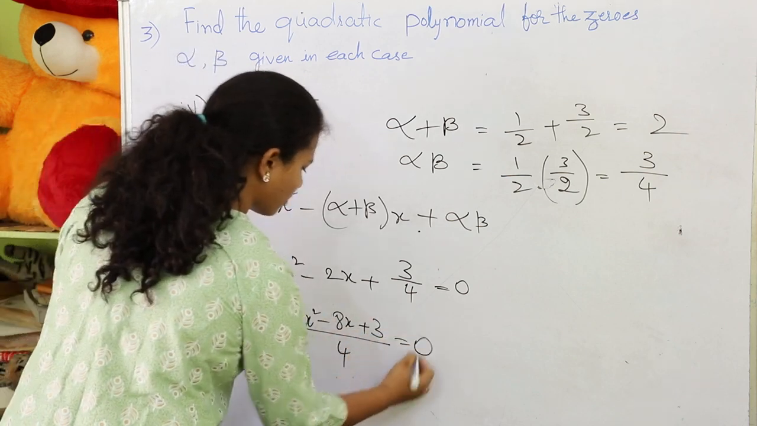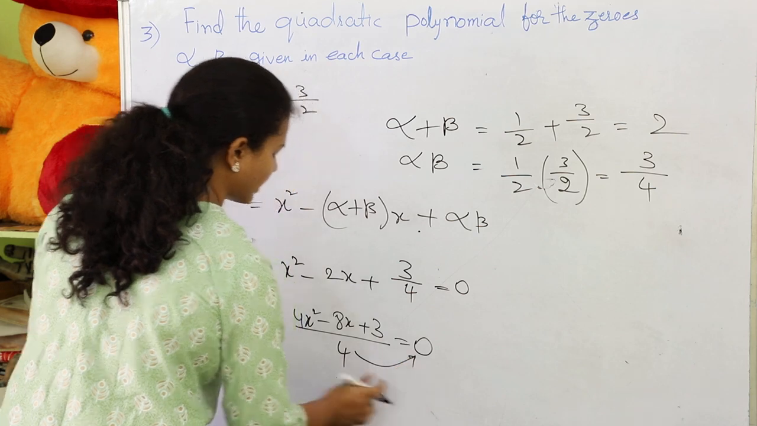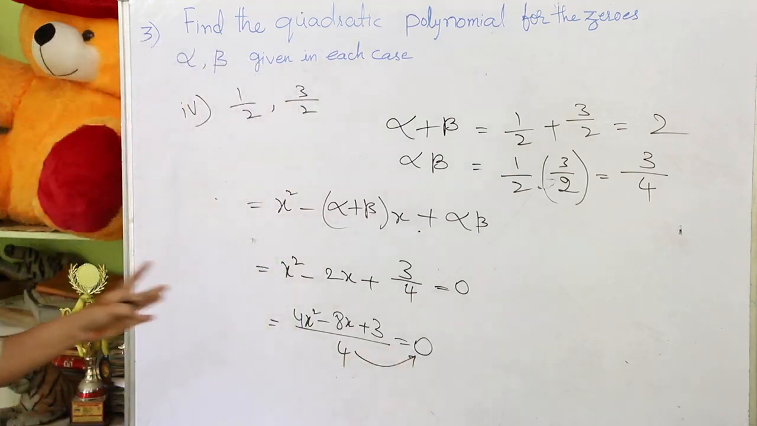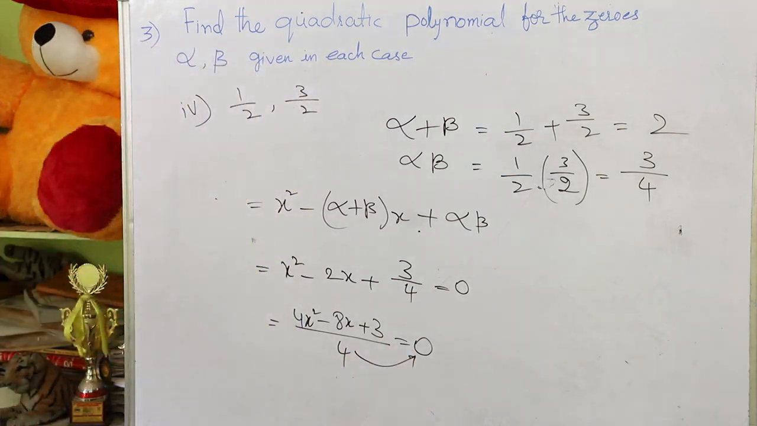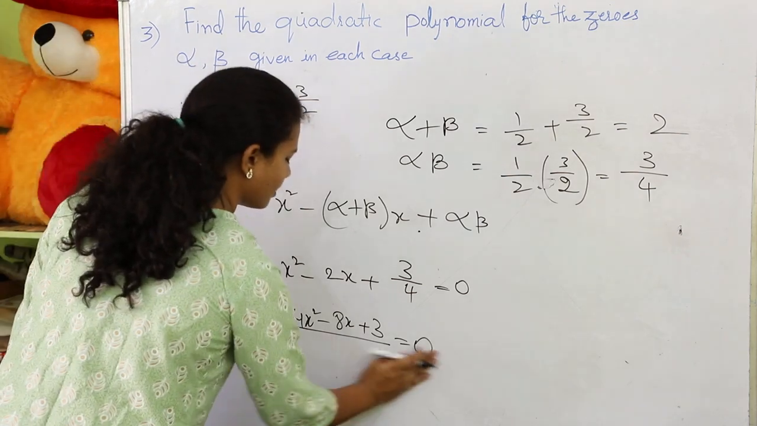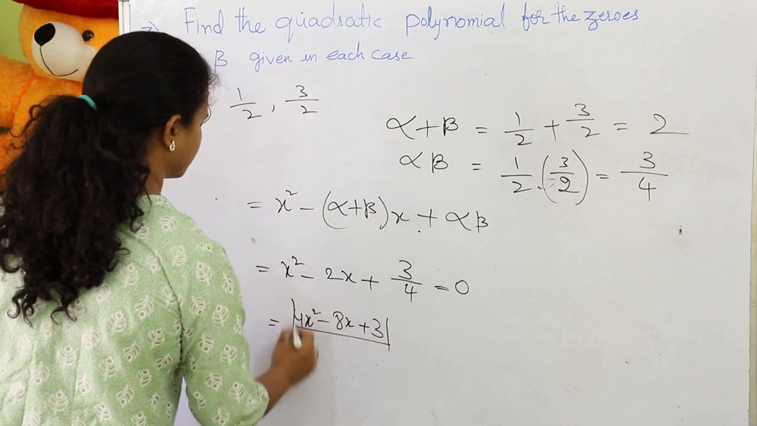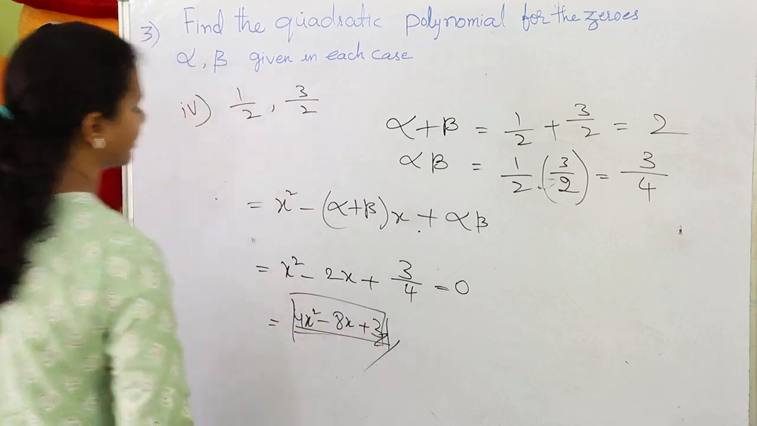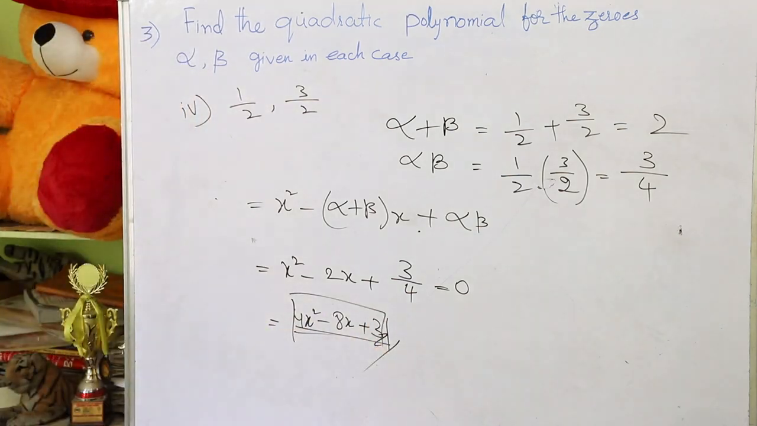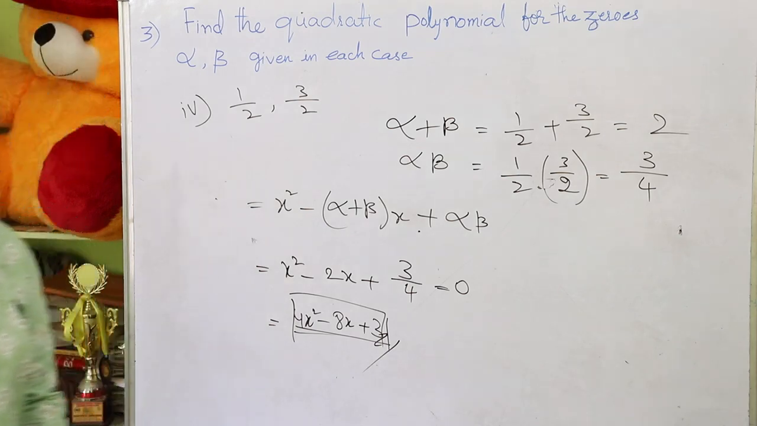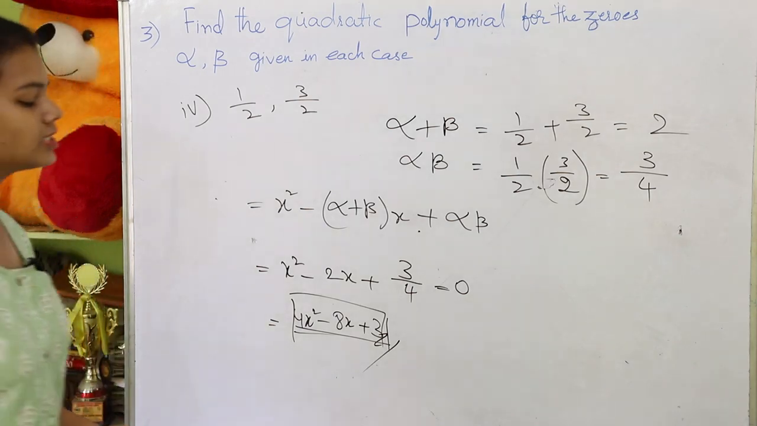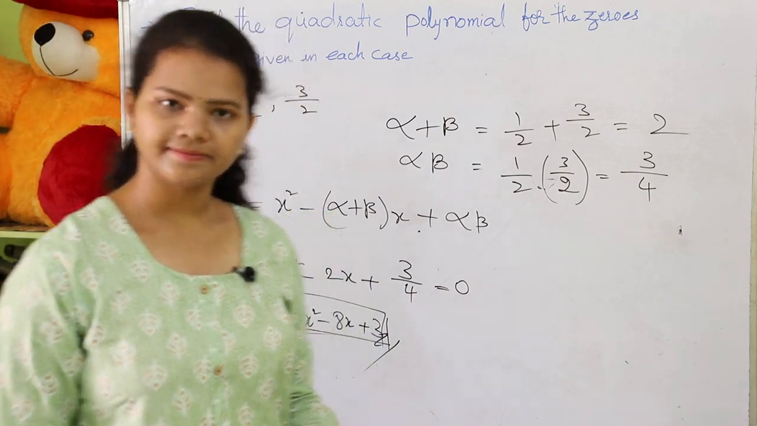So let us equate the whole equation to 0, and now the 4 transposes to the other side, where it was getting divided it now becomes multiplied. So the equation will be this. This will be the given equation guys, where 4x square minus 8x plus 3 will be the quadratic equation that we must find. Clear? Thank you.